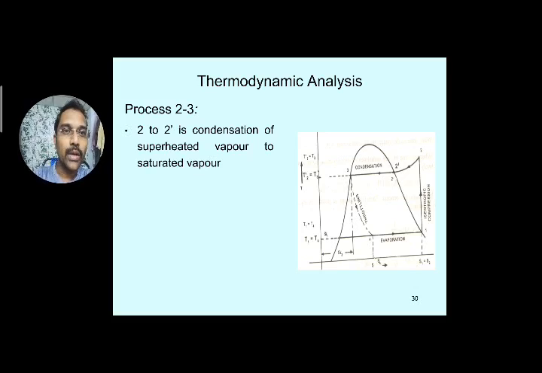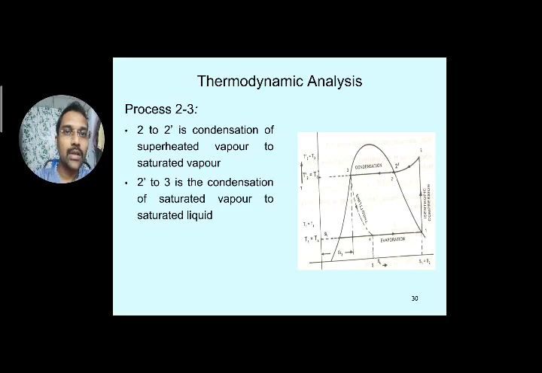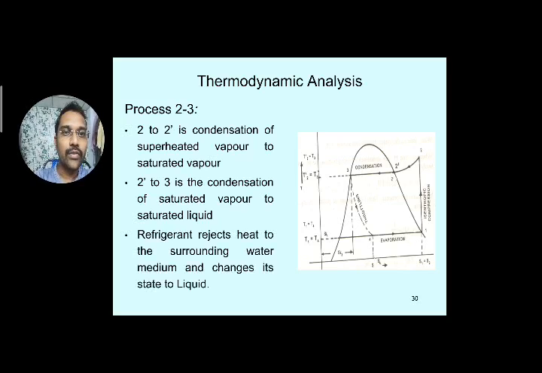First, the superheated vapor is turning to the saturated vapor. So this is the representation of the process 2 to 2 dash. Then 2 dash to 3 is the condensation of the saturated vapor, on the saturated vapor line, to the saturated liquid up to the point 3. Here the refrigerant rejects heat to the surrounding water medium, and changes its state to liquid. Phase change is occurring in this condenser part.